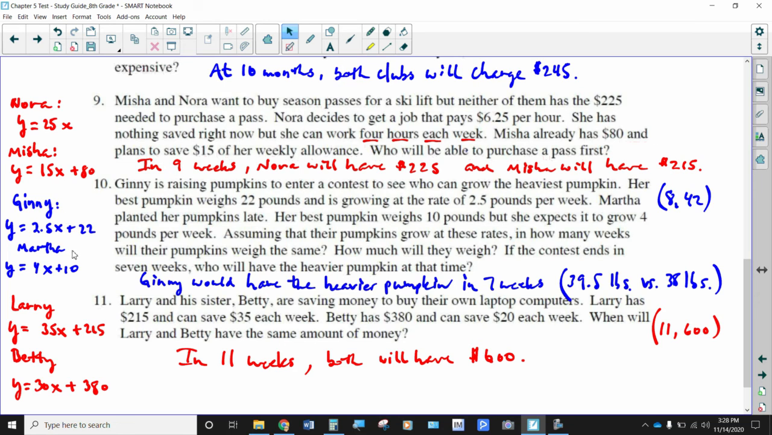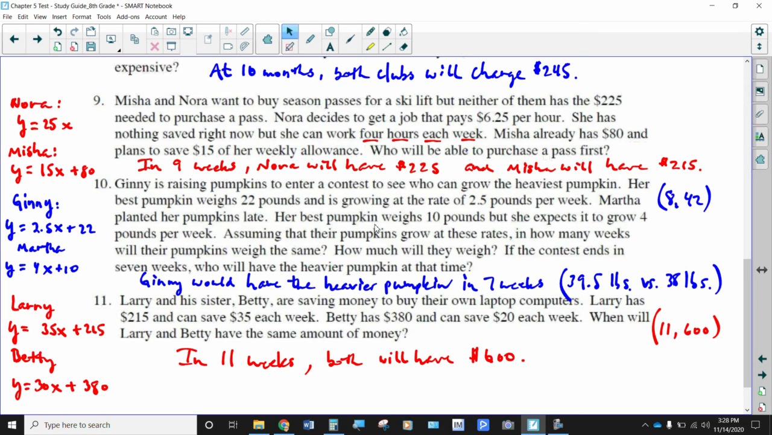Ginny and Martha raising pumpkins. This is the rule for Ginny. That's the rule for Martha. It says, assuming that their pumpkins grow at these rates, in how many weeks will their pumpkins weigh the same? That's the system. So 8, 42 would be the solution to the system. And how much will they weigh?